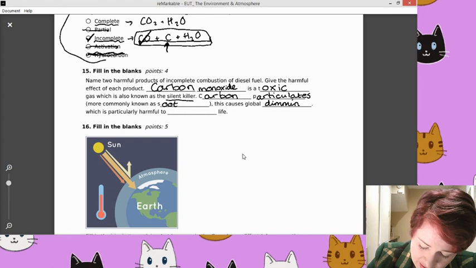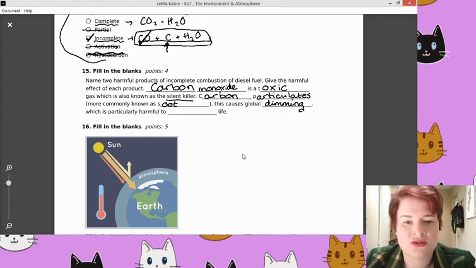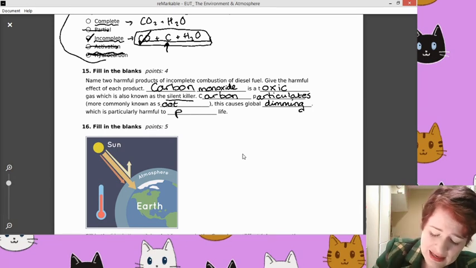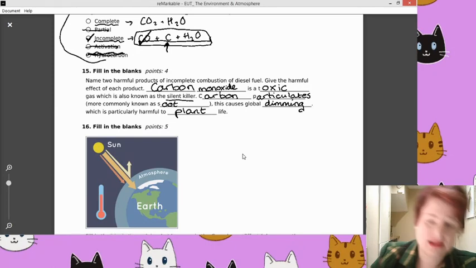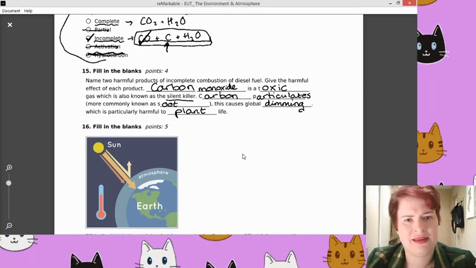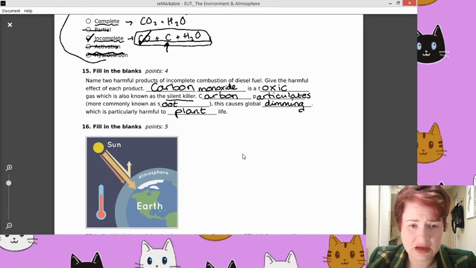We've all heard of global warming, but global dimming is what is caused by carbon particulates, and we talked about how it could build up either in clouds or on plants or in buildings and things like that. And when it builds up in the clouds and on plants, the plants can't do photosynthesis, and if they can't do photosynthesis, there's no producers in the food chains, the food webs. The ecosystem is screwed. So it is particularly harmful to plant life, and therefore everything else as well eventually. Okay, so that was question 15.